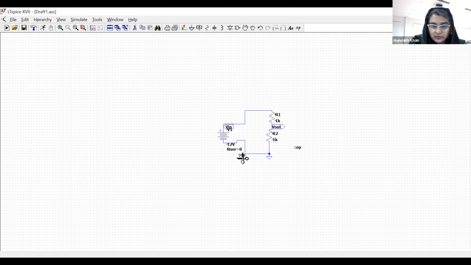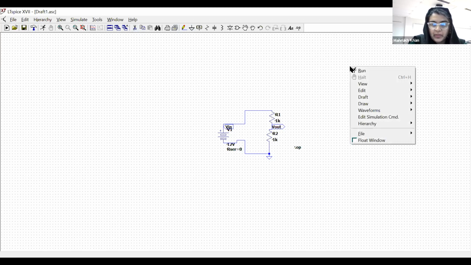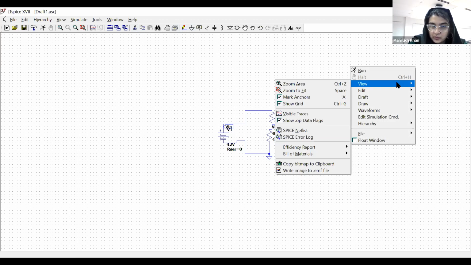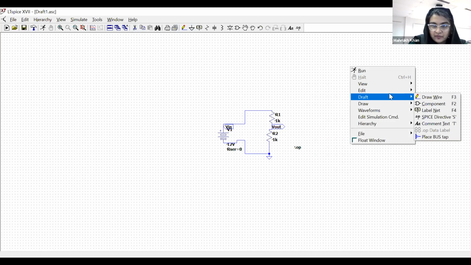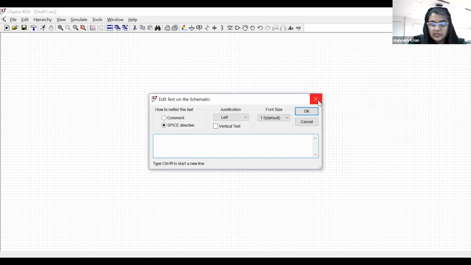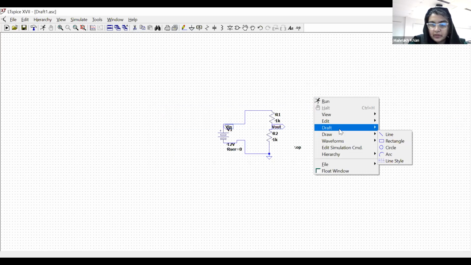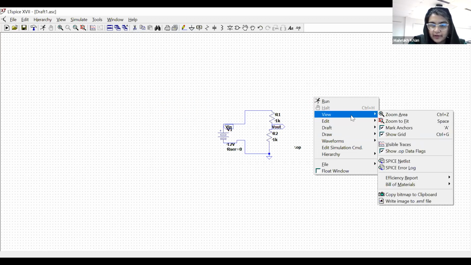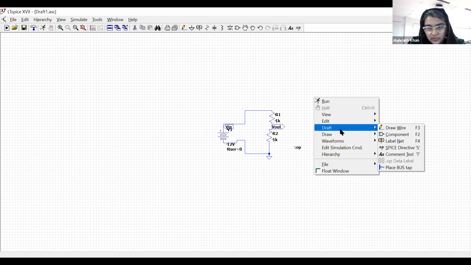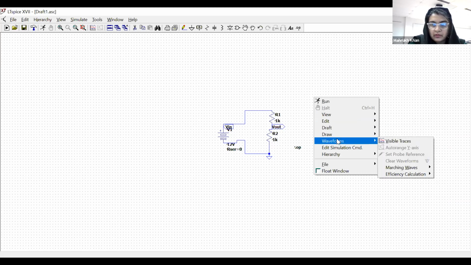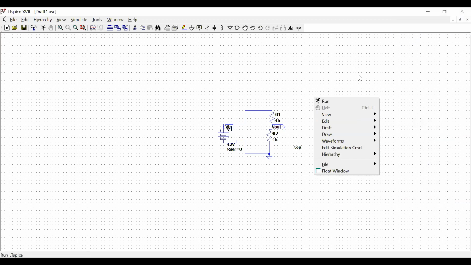Okay, so for Mac users, what I figured out is that everything is available by right click. If you right click there, there is view, there is edit, there is draft, there is draw waveform, everything. If you want to do the spice directive, you can go in the spice directive. What was hard to find before, you can just right click it. I think delete, you can just right click and do that. It makes it really easy to find the things.